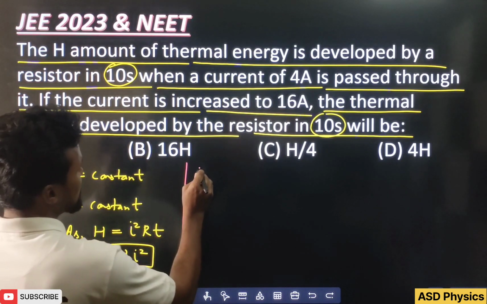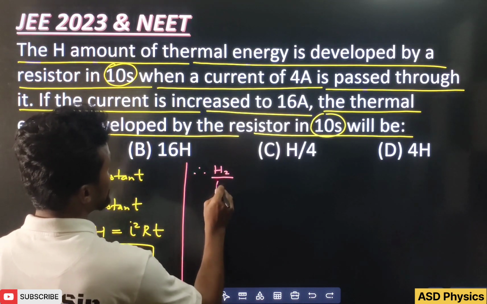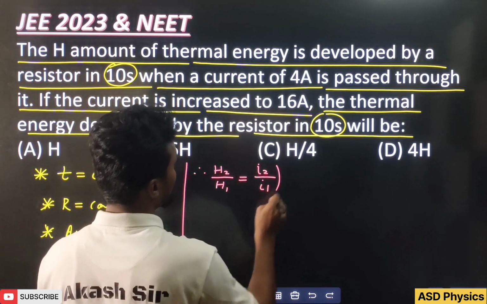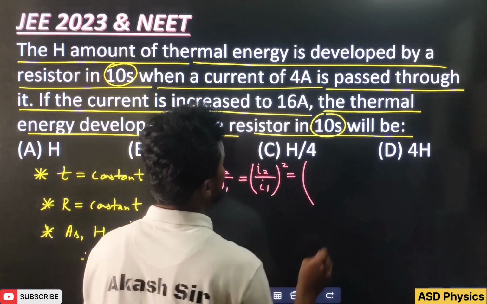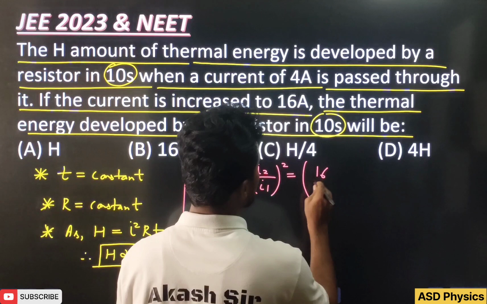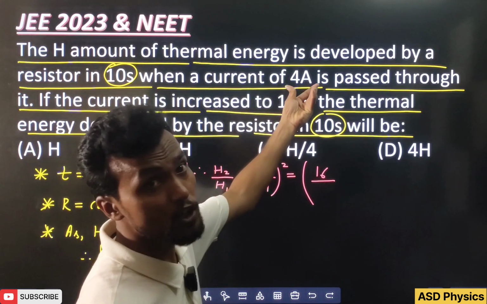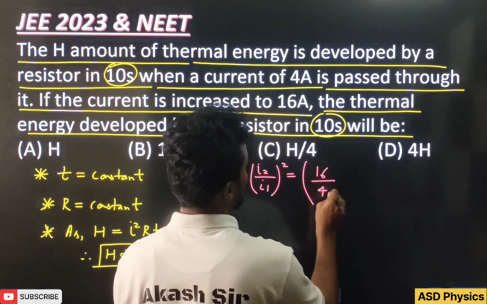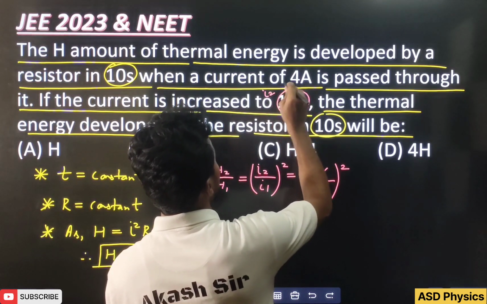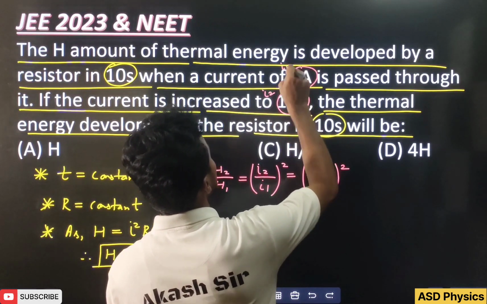Okay, that means I can write here H2 by H1 is equal to I2 by I1 whole square. Now the new current is how much here? 16 ampere. So I can write here 16. And the initial current is how much here? 4. So this is 4 by square. Again I am telling, this is the I2, this is the I1.